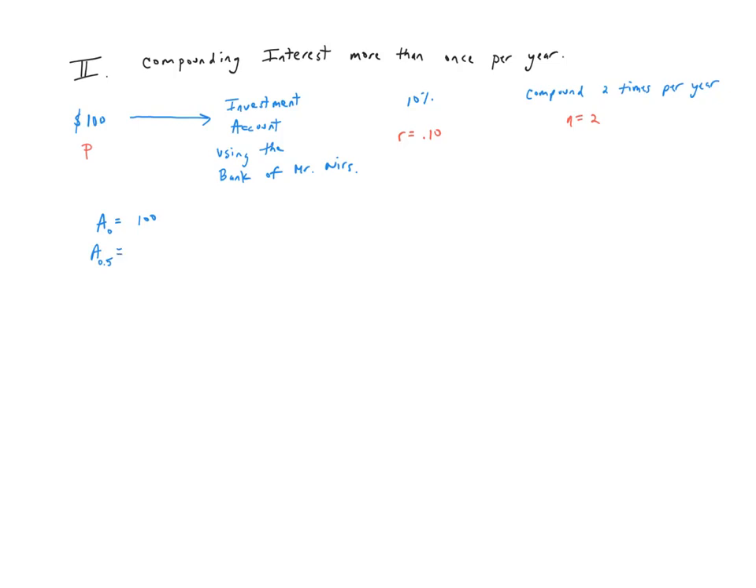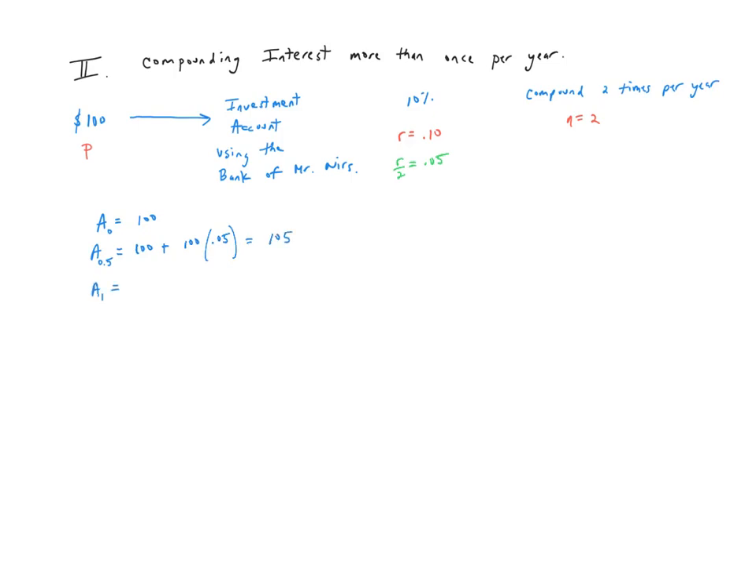Now, the Bank of Mr. Nurse is not a stupid bank. We're not going to give you 10% both times. We're going to give you 5% both times. We're not just giving away money here. So after half of a year, you're going to have the $100 plus our interest payment, which is 100 times 0.05. After a half of a year, you're going to have $105.